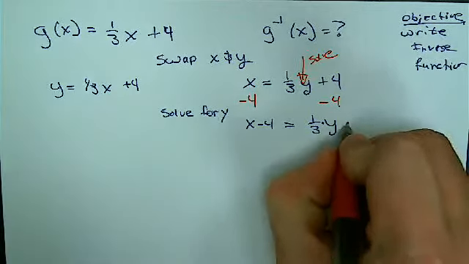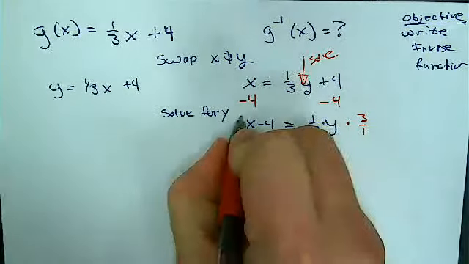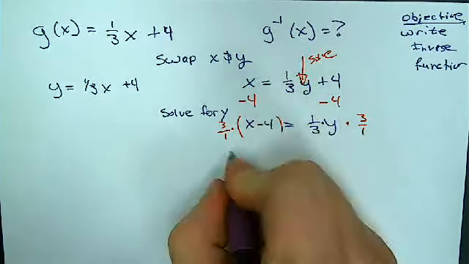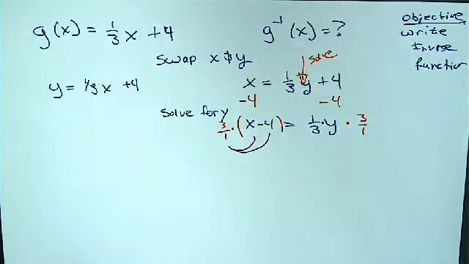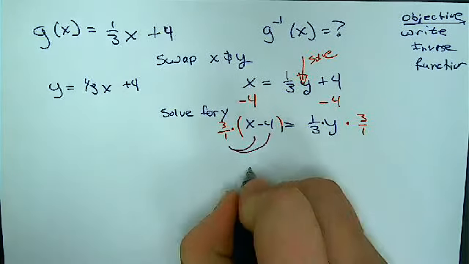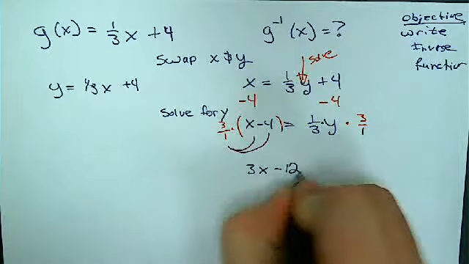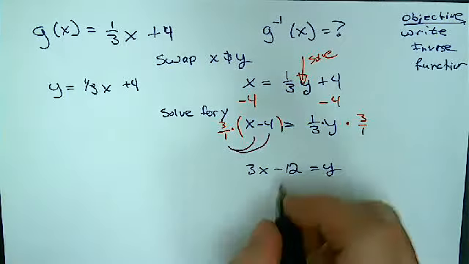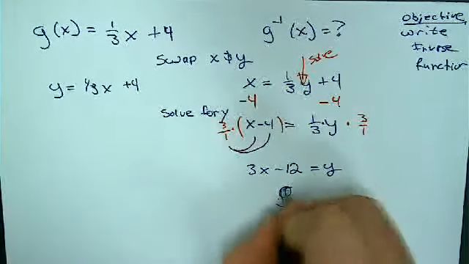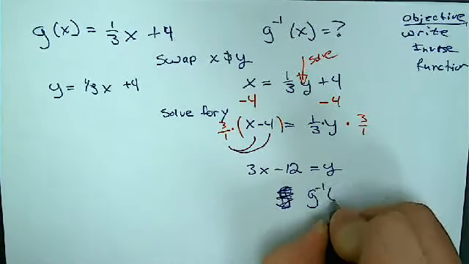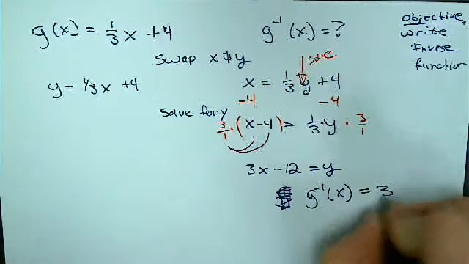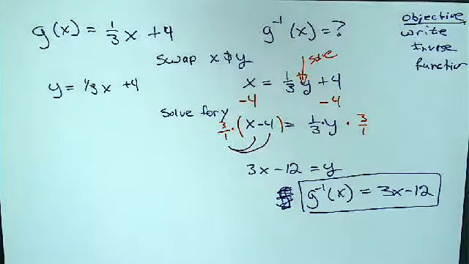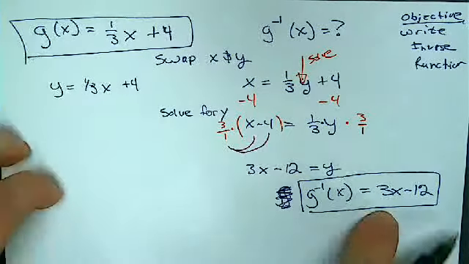So I want to multiply each side by the reciprocal. Now I also have to make sure I distribute over here. A lot of students will forget to do that part too. I'm left now with 3x minus 12 equals y. So that means the inverse, let me start that over, the inverse of x is 3x minus 12. So the original and the inverse.